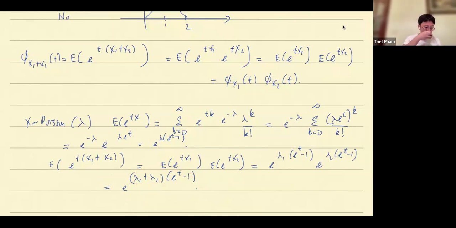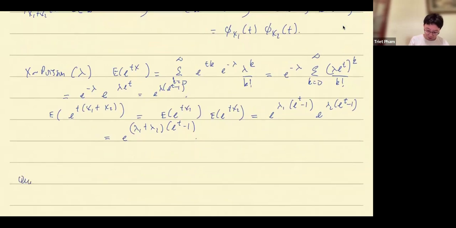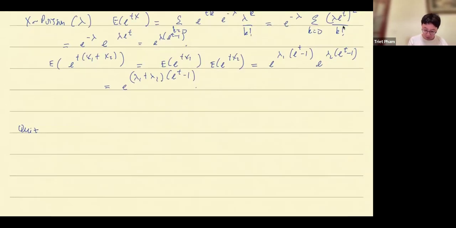And again, the fact that the sum of Poissons is Poisson will be extremely important to us in the future. So one of your homework problems deals with this. This is question 4.